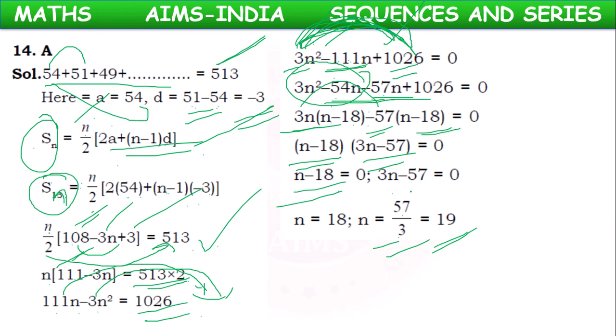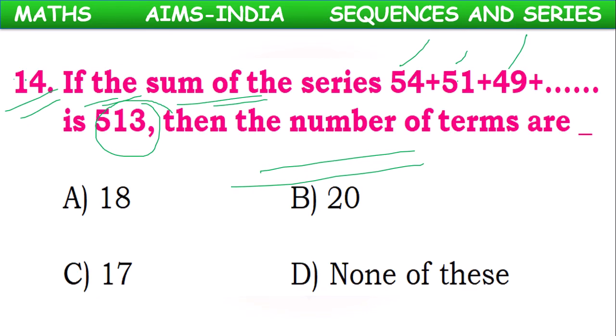Three ones are 39. 3n minus 57. We are getting two answers, children. n equals 18 or n equals 19. We are getting two answers. But in the options we have 18. In the options, the 18 option is there. So option A is the correct one.